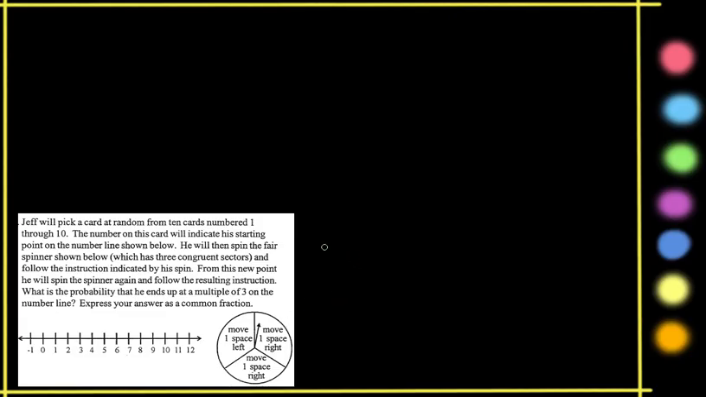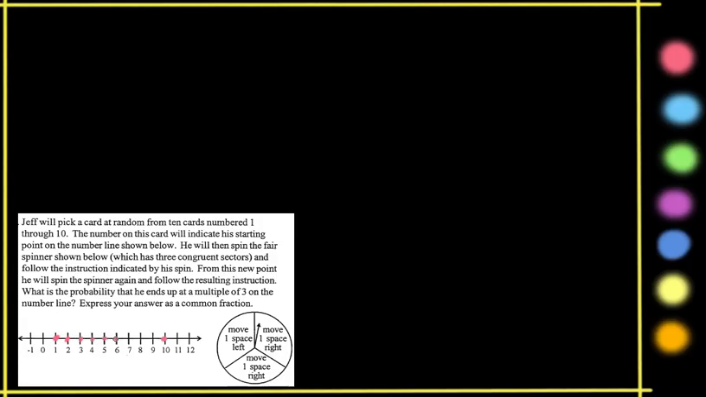Okay, so he's going to start at a random spot on this number line, except it has to be between 1 and 10. That'll give him room to move up to 2 spaces in any direction. So he's going to start at one of these spots from 1 to 10, some random spot from 1 to 10.